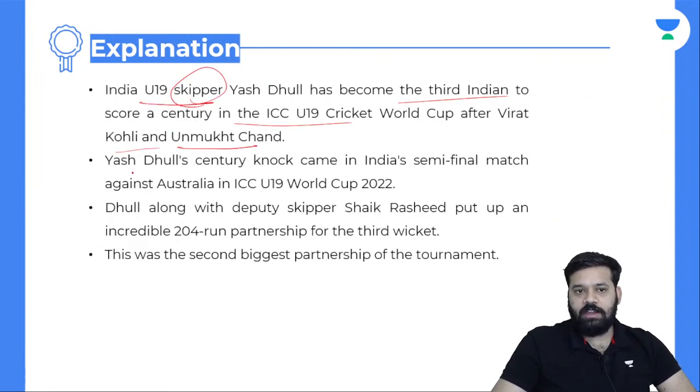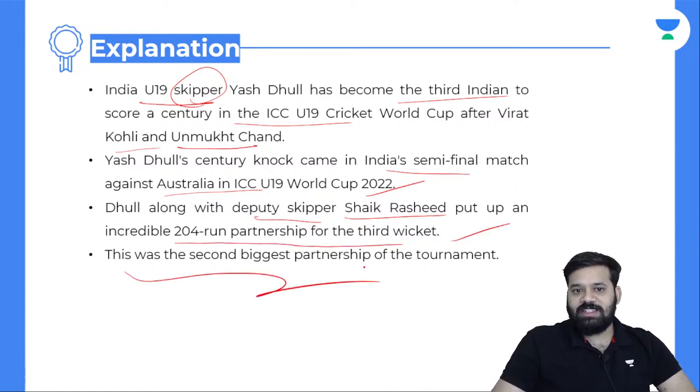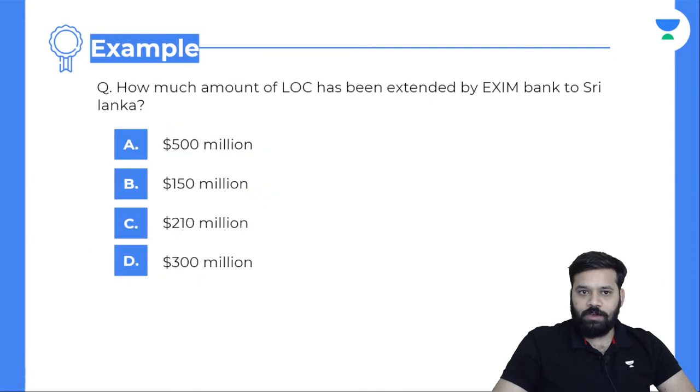I stay corrected. Yashdul's century knock came in India's semi-final match against Australia in the ICC Under-19 World Cup 2022. Dhull, along with deputy skipper Sheikh Rashid, put up an incredible 204-run partnership for the third wicket. This was the biggest partnership of the tournament.